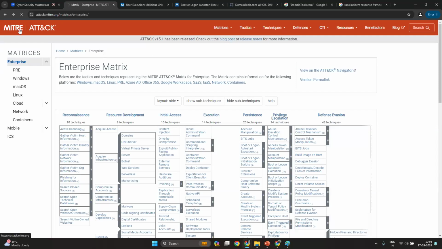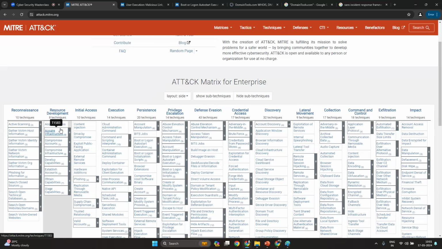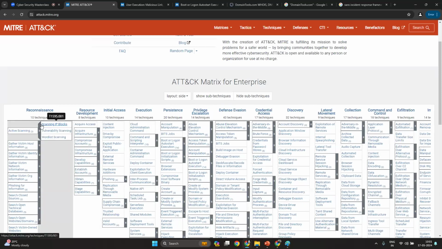MITRE ATT&CK is always an extended version of the cyber kill chain, and it's got techniques and sub techniques. These are the tactics for an attacker to achieve things, and MITRE helps from a defensive perspective to create detection queries.